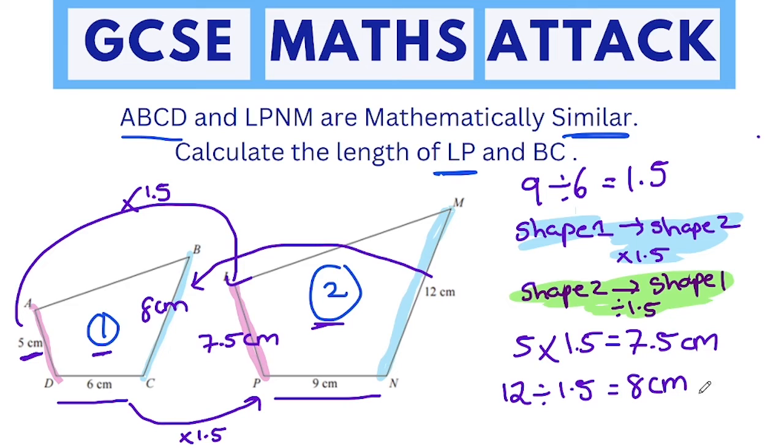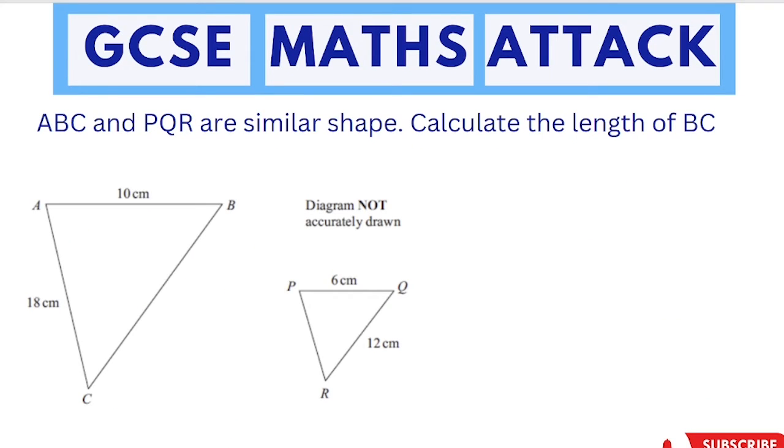Now, if you got those two questions correct, give yourself a tick. If not, please rewind and check where you went wrong. Okay, guys, so you're given two shapes over here. They said that they are mathematically similar. So, similar shapes, calculate the length of BC. What I'd like you to do is pause the video and have a go at this question.